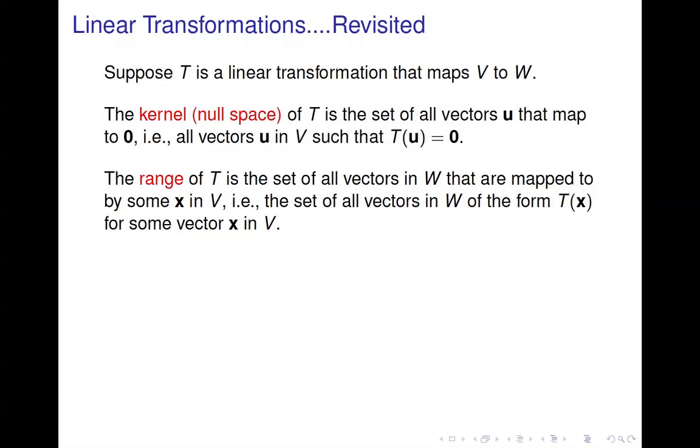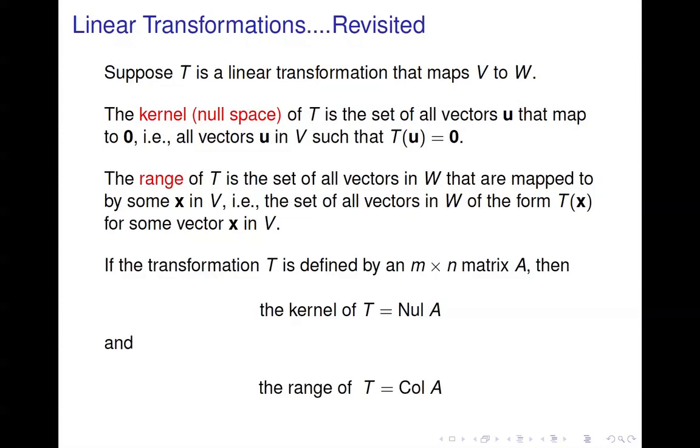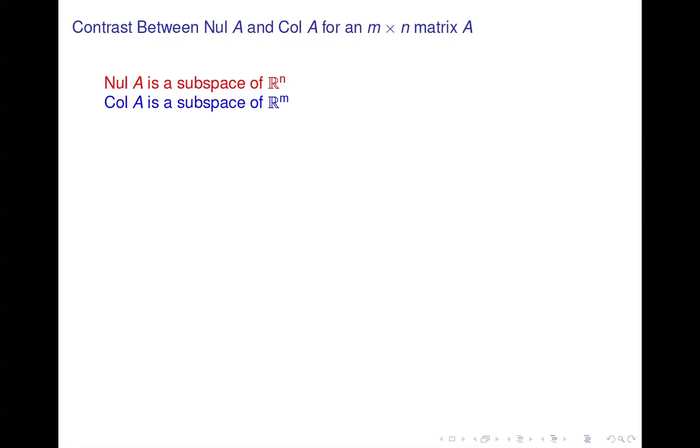And so the range of T is actually the column space of A, where A is the matrix that defines the transformation. So the kernel of the transformation is the null space of A. The range of the transformation is the column space of A.